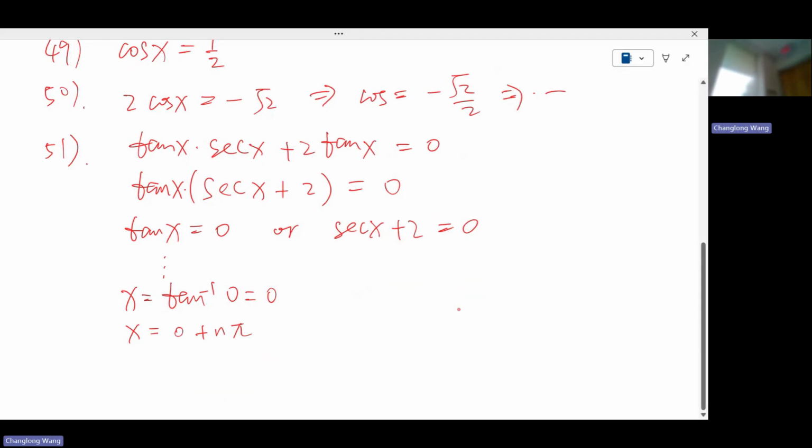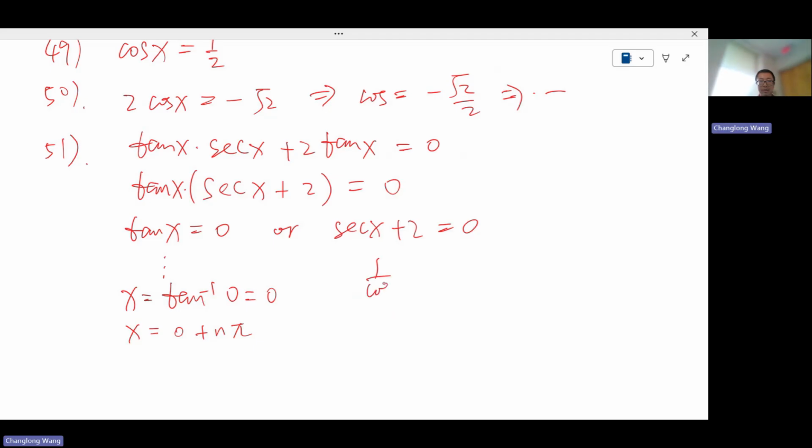What about the second equation right there? Secant x plus 2 equal to 0. What can we do? Is that fundamental, like one of those I gave you? I didn't give you anything about cosecant or secant, right? But whenever you see secant, what would you do back then?